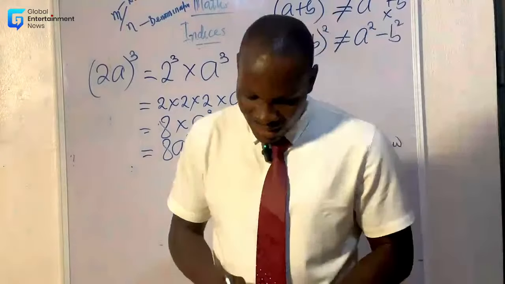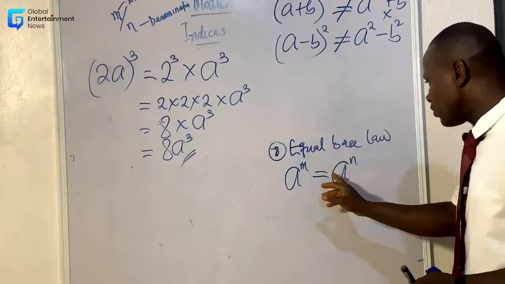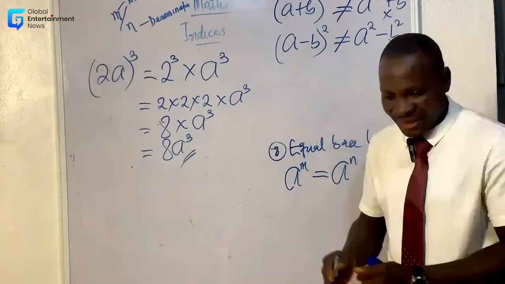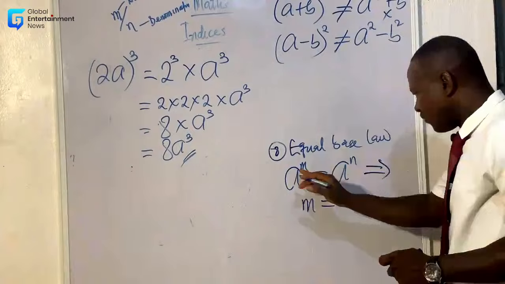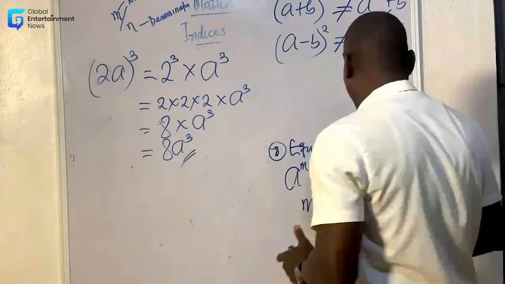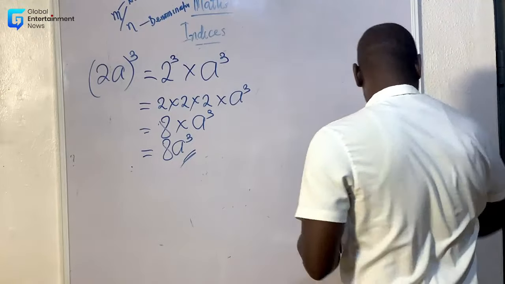And the power will also be equal. Once the bases are equal, the power will also be equal. That means M will also be equal to N, because the bases are the same. So the power will also be the same, no matter what we have here. So far the bases are the same, the power will also be the same. We solve one, and I will give you one to practice at home.